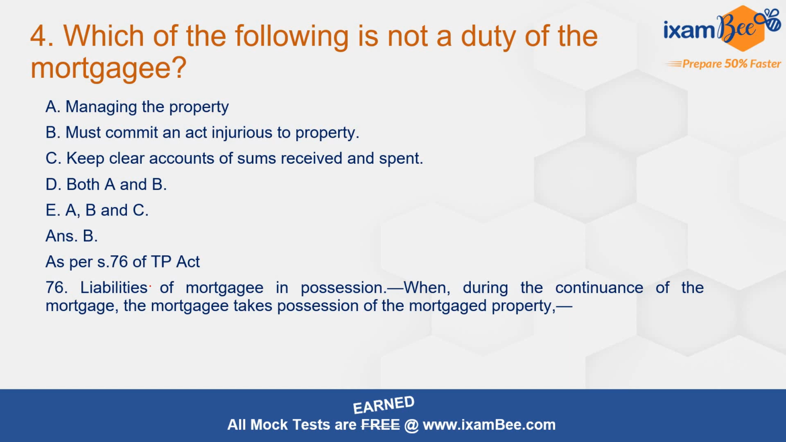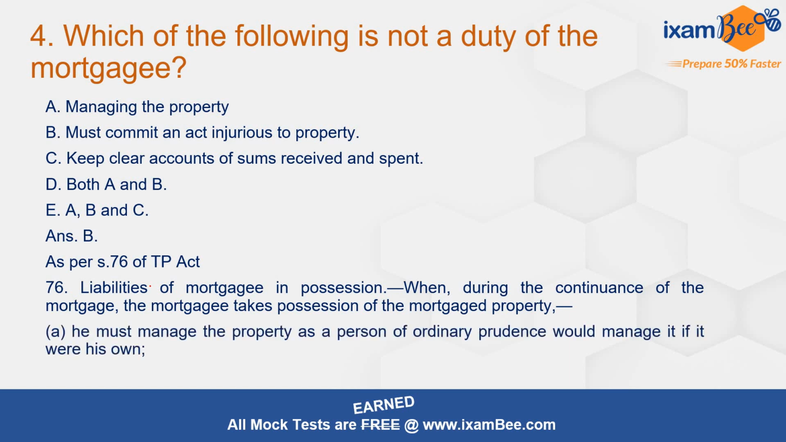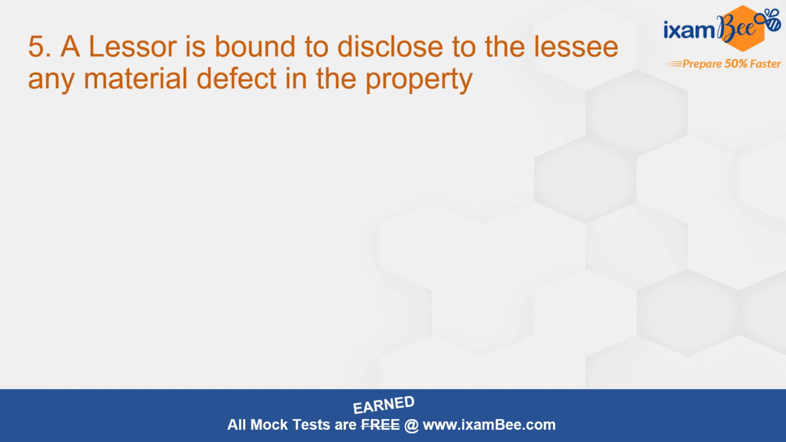When during the continuance of mortgage, the mortgagee takes possession of mortgage property, he must manage the property as a person of ordinary prudence would manage it if it were his own. He must use his best endeavors to collect the rents and profits thereof. Question 5. A lessor is bound to disclose to the lessee any material defect in the property.